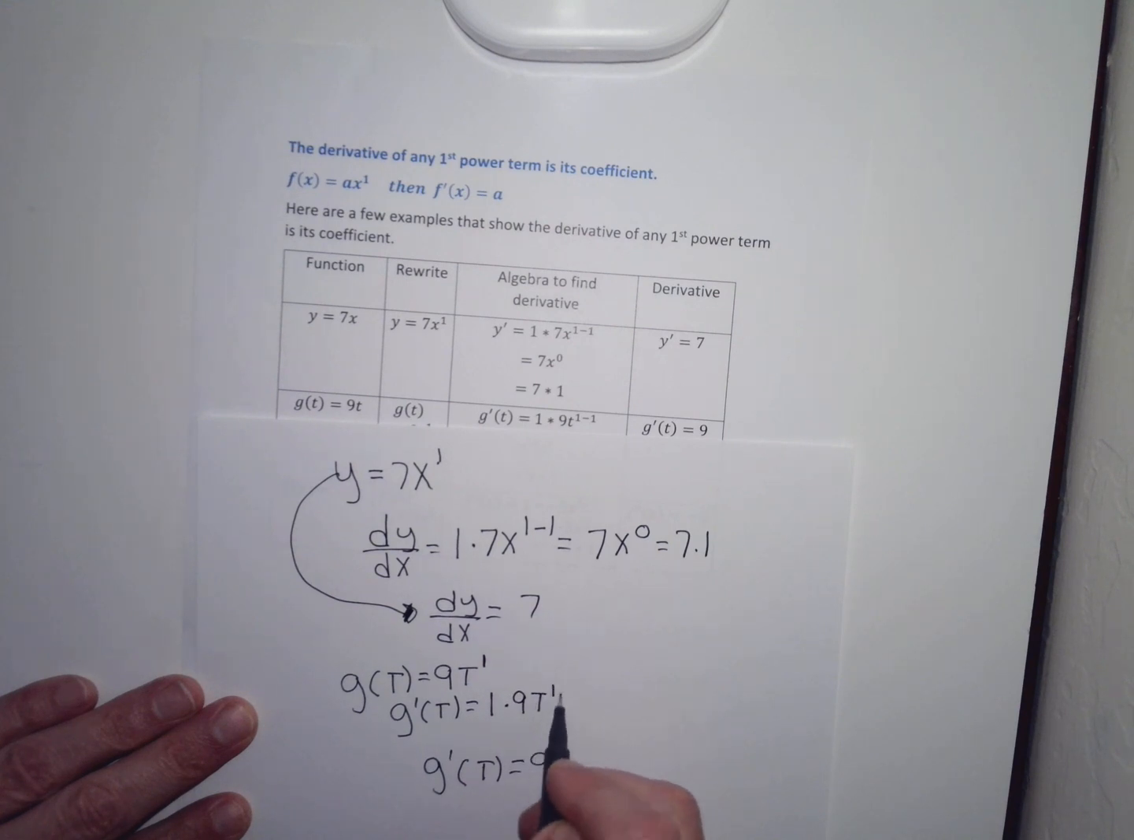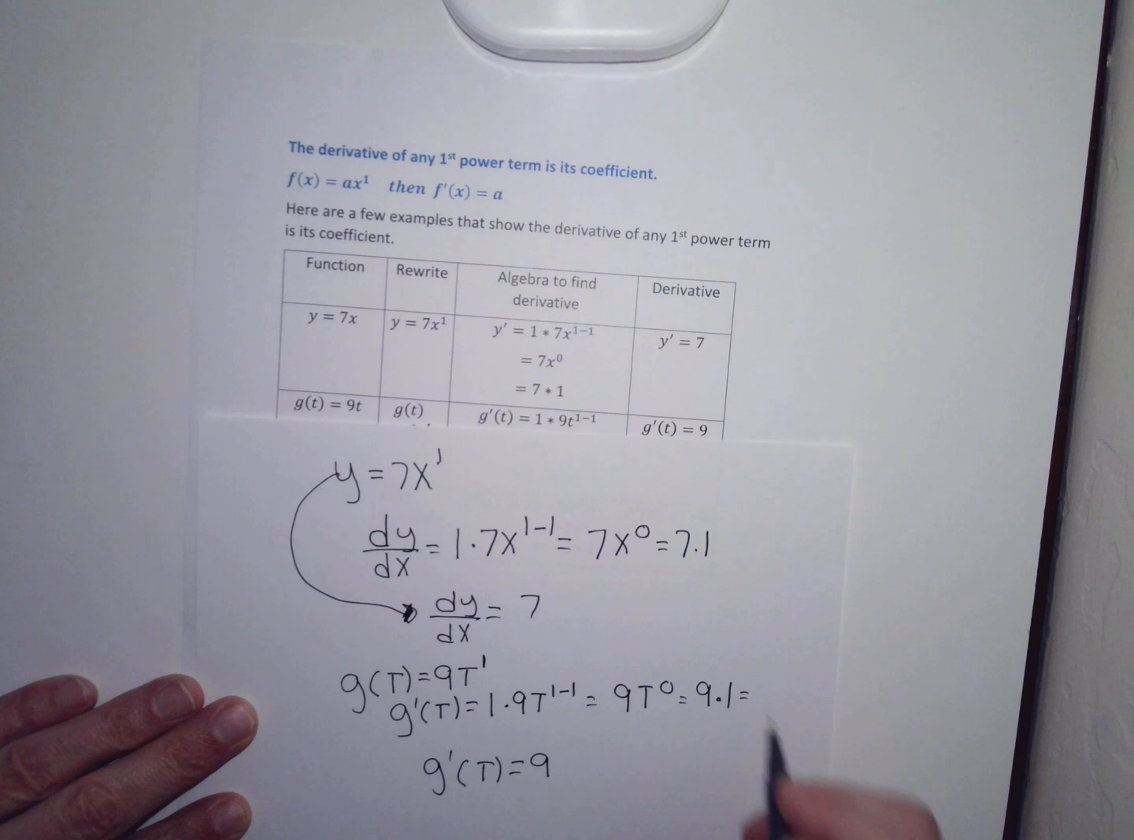And then I'm going to lower the exponent by 1. So it's going to be 1 times 9 as the coefficient, which is going to be 9, times t to the 0 power, because the exponent's going to come out to 0 when I subtract 1. And then I know that anything to the 0 power is 1. So this becomes 9 times t to the 0, which is 9 times 1, which is 9.